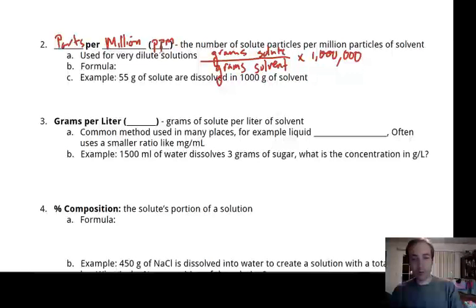Hence the parts per million. So you've got to multiply by a million. Okay, so let's look at an example here. We have 55 grams of solute, so that's grams of solute goes on top. So I say 55 grams divided by 1,000 grams of solvent.